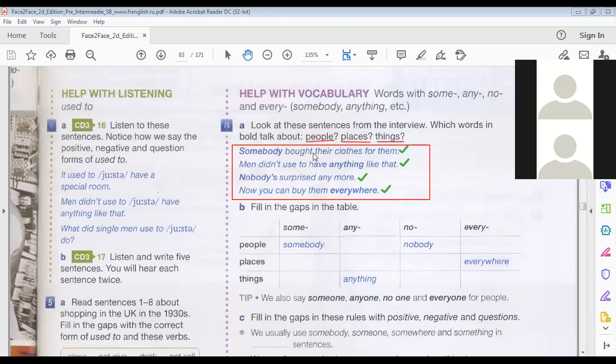So this means really, what decides these words is the ending, right? The suffix. If you have the ending body, somebody, anybody, nobody, it means we're talking about a person, right? But if you have the suffix thing, anything, something, everything, it means you're talking about a thing, right? Again, same thing here, because we have body, we're talking about a person. Everywhere, somewhere, anywhere, nowhere, we're talking about places.